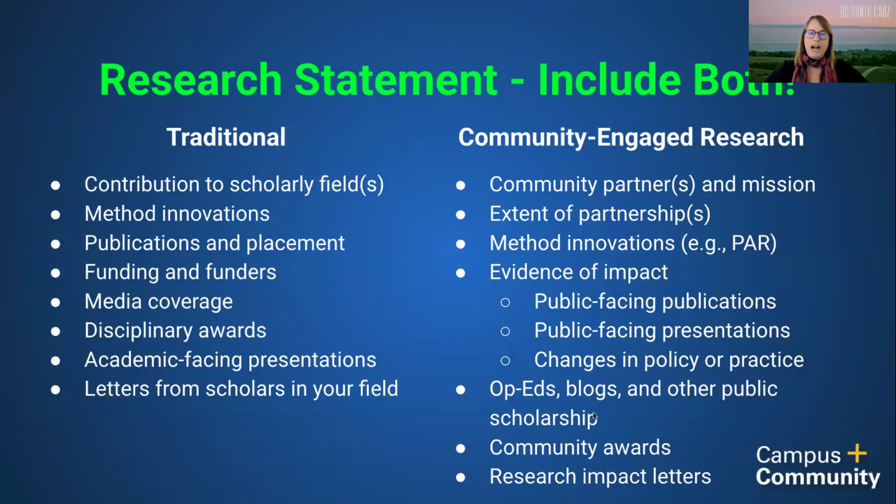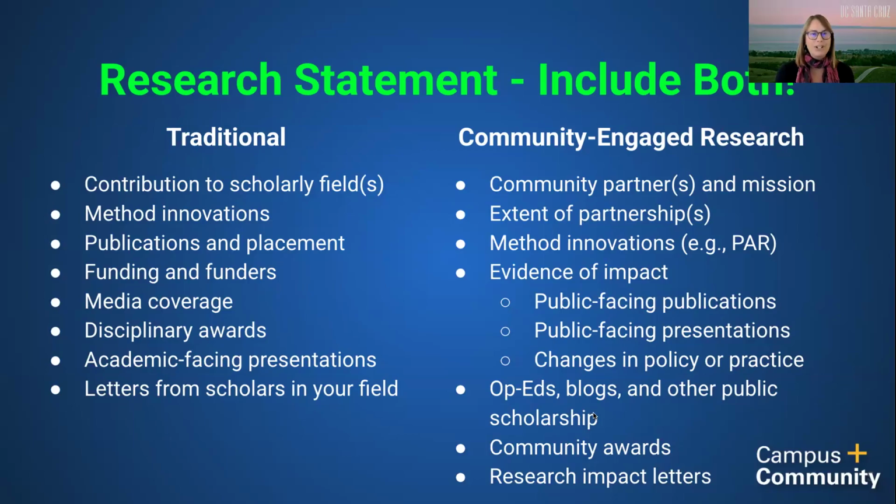So in thinking about what you would put in your file, I have what you would traditionally put in your file if you were coming up for tenure or promotion, a merit review, and then what you would do for community engaged scholarship. And I say do both. This is not an either or, this is a both and. Nobody's saying as a community engaged scholar, you're not still publishing in journal articles and writing books and all the things that you would normally do. That's why this is a harder road, because you're doing both.